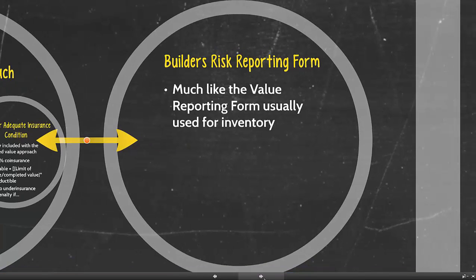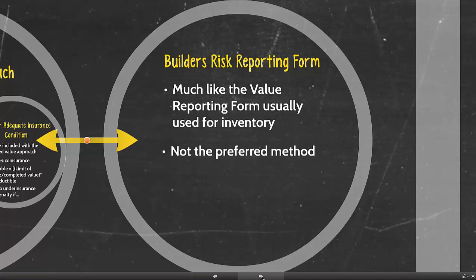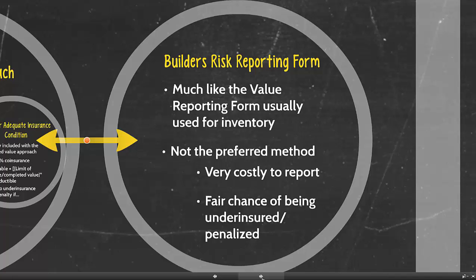This is much like the value reporting form that's usually used for inventory with the building and personal property form. It's really not the preferred method, though, because it's very costly to report and to keep track of. There's also a fair chance of being underinsured and penalized for not having enough insurance.